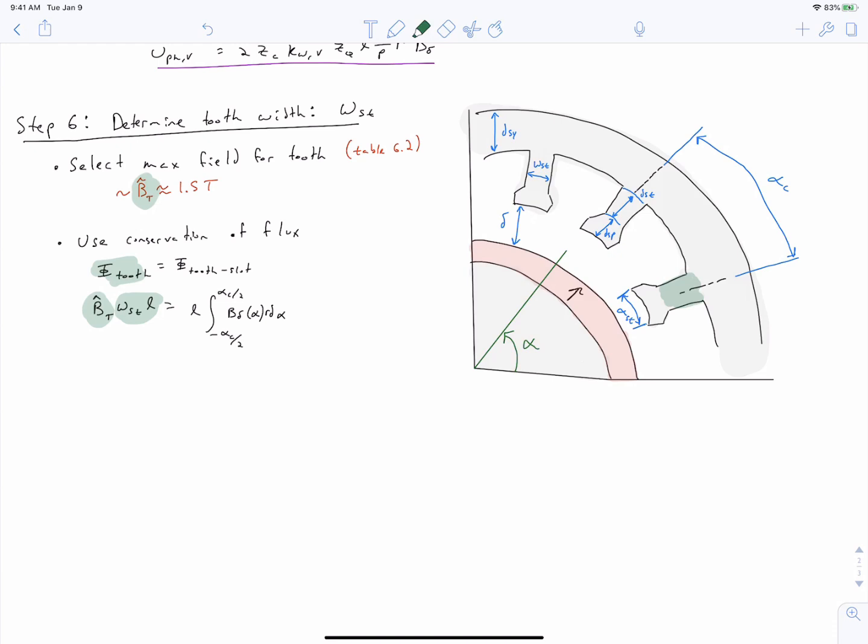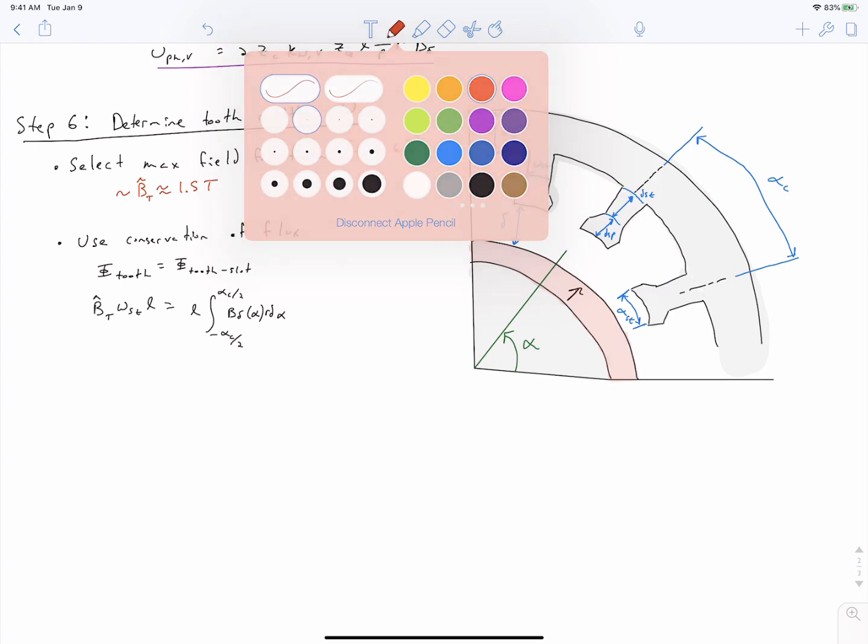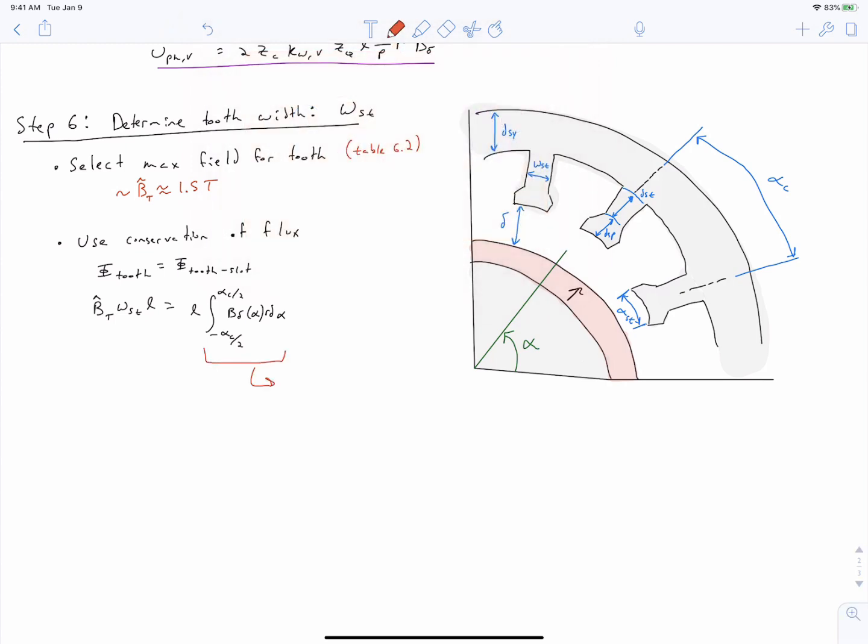And that needs to be equal to the total flux that we expect to cross the air gap over one tooth slot span. And so we can calculate that by integrating B delta over that surface area. So that area integral is going to be the integral of B delta of alpha times R d alpha, over the bounds of one tooth slot span, which is alpha c. And if we're feeling lazy, we can just approximate this as being alpha c times R times B delta hat. We can just assume that the field is a constant B delta hat over that region.